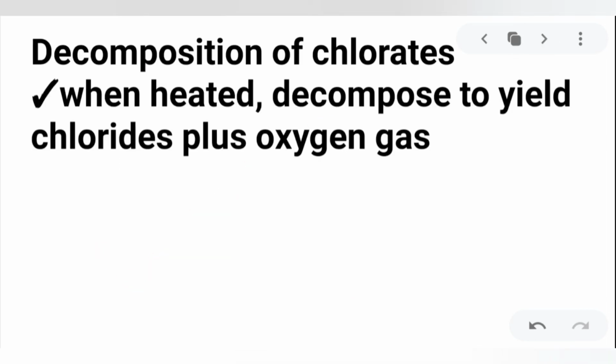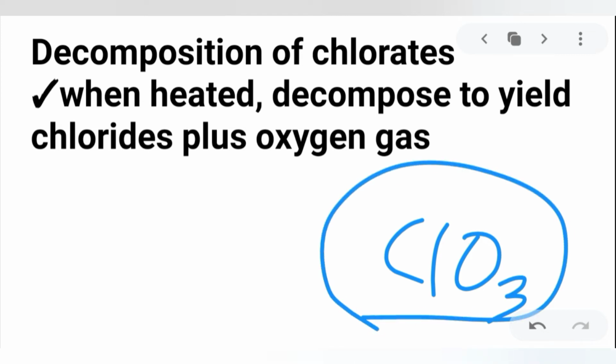Now let us proceed on the decomposition of chlorates. So when we talk about chlorates, these are compounds having chlorates, ClO3, on the cation. So this is the anion group that attaches on the cation. So when heated, these chlorates will yield or decompose chloride plus oxygen gas.